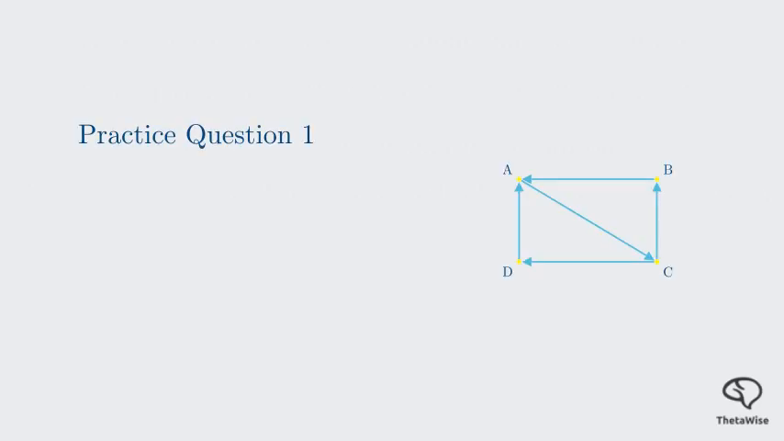Now let's get back to our practice questions. Here is your first practice question. You are given a directed graph. Your task is to find its adjacency matrix, which we'll call A, and then calculate A squared. Pause the video here and try to solve it yourself.